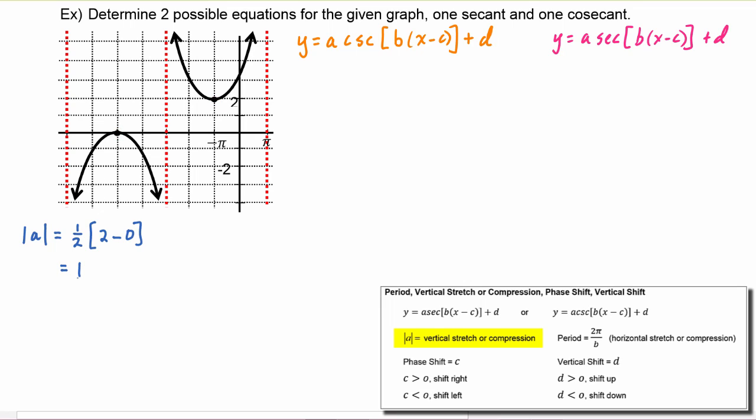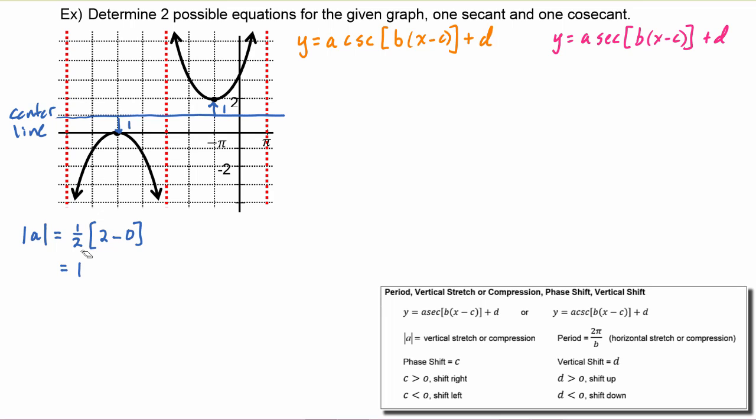Now, another way that you could have seen that the absolute value of A was going to be 1 is to find the vertical center of the graph. We know that the vertical center is going to be between 0 and 2, which means it's going to be 1. So this is our center line. And you can see that from the center line out to the graph is a distance of 1 in both cases. So that tells us that the absolute value of A is 1, and so there is no vertical stretch or compression.